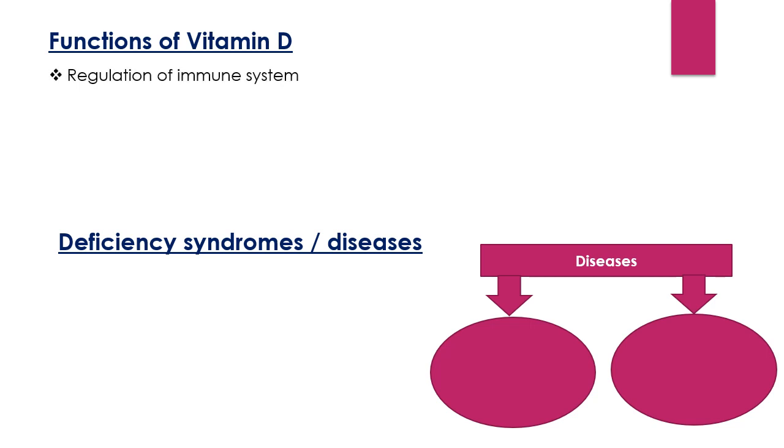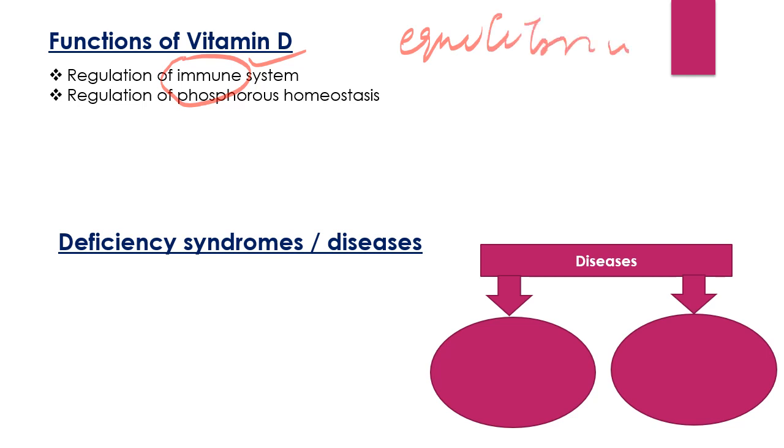The first one, it is responsible for the regulation of the immune system. Second, regulation of the phosphorus homeostasis, that means phosphorus equilibrium in our body. Number third, it promotes growth and bone mineralization. Due to its deficiency, weak bones are produced.